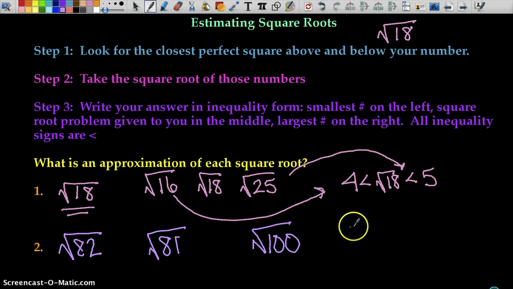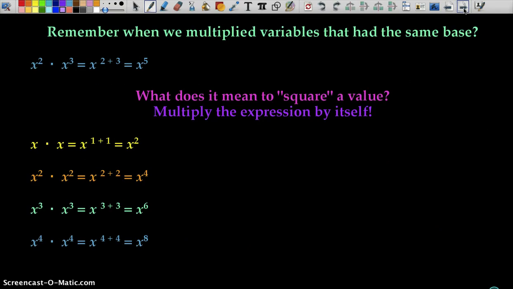So the square root of 81 is 9. We put our original problem in the middle, so we take our square root of 82. The square root of 100 is 10, and then we put our inequality signs pointing to the left. So this means this number would fall somewhere between the numbers 9 and 10, some decimal in between. That's not so bad, right? Of course not.